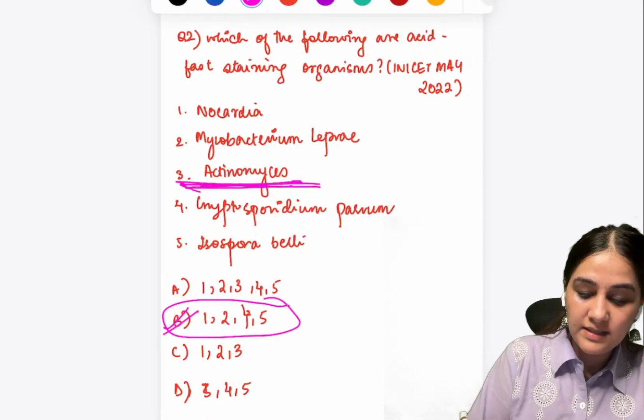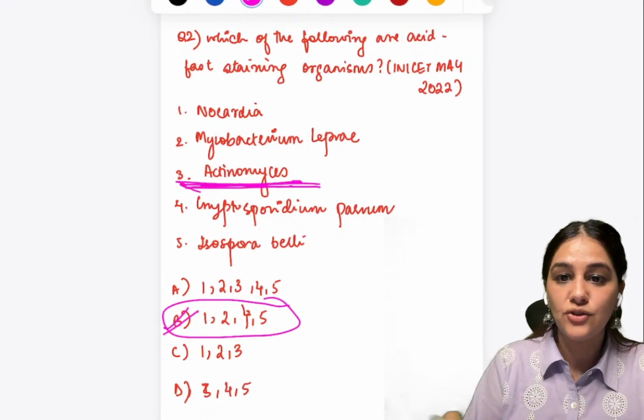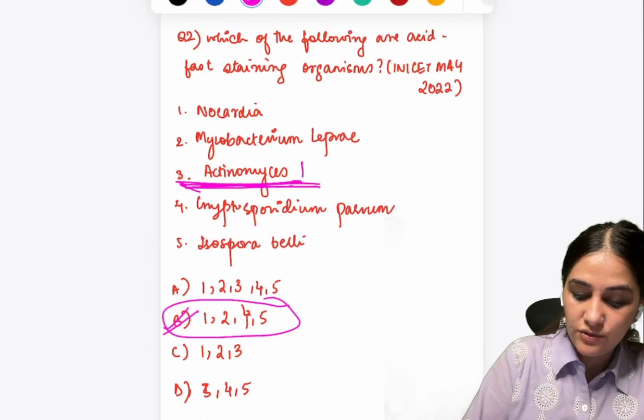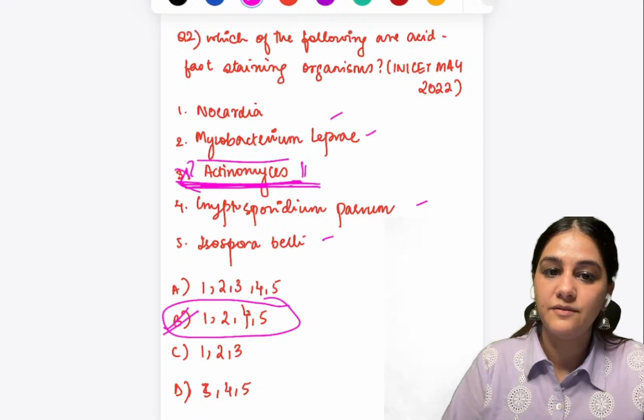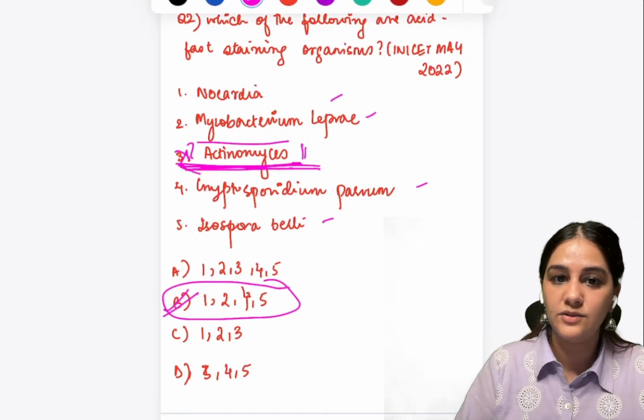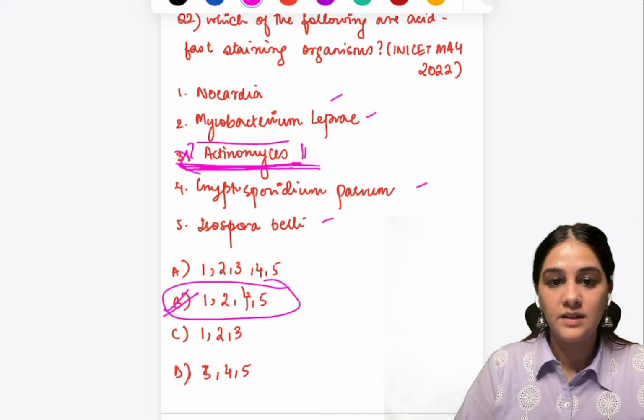This actinomyces is a gram-positive bacilli. It's not an acid-fast bacilli, right? So this one is an odd one here. Rest everything is acid fast. So that is why 1, 2, 4, and 5. This option number B is the correct one, right?